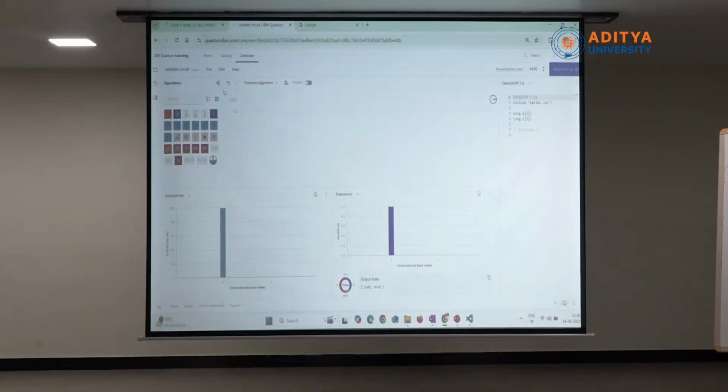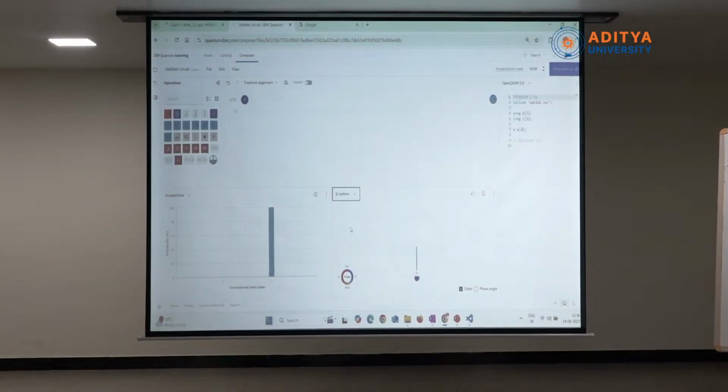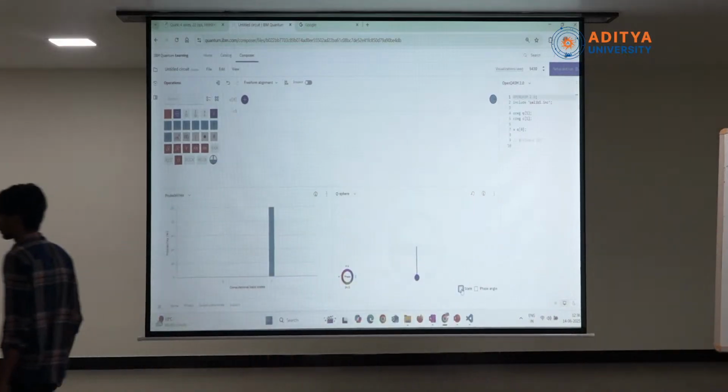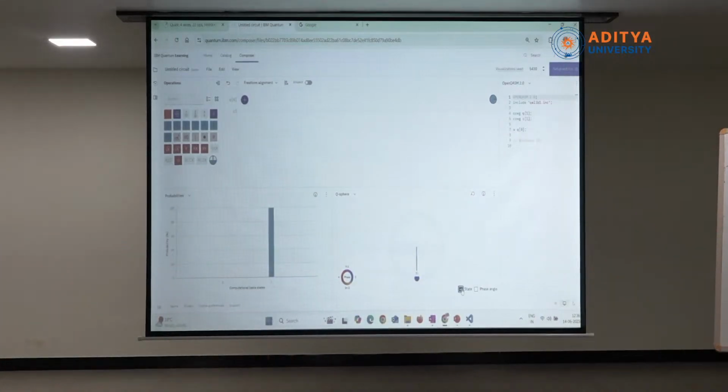HZX is the same output. Okay, so look, this is x. So when you apply x, it is showing 1. Now here, state vector is available and quantum sphere is also available. On a quantum vector, there is a checkbox. One is to show the state, that is with name. Another is the phase angle associated with the state. Clear?